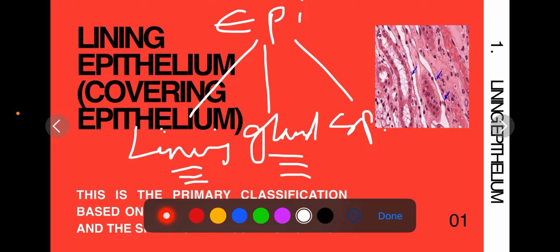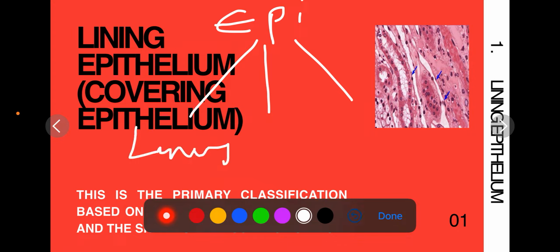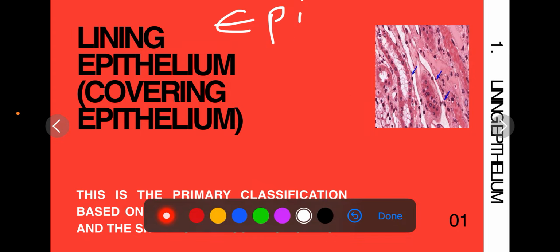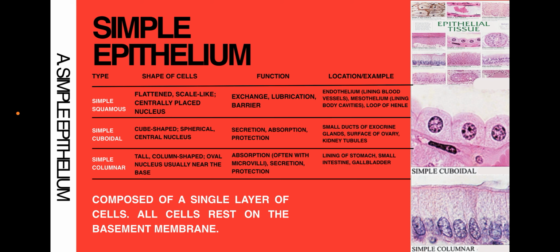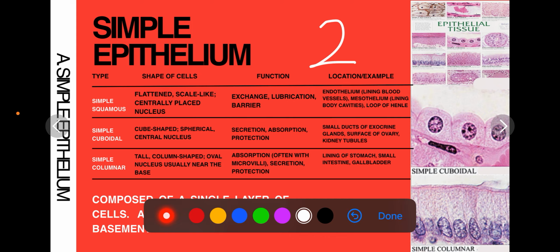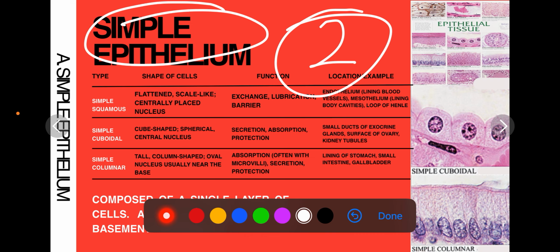So let us move back to our lesson here and dive into the lining epithelium, and we will go to the subcategories now. The first subcategory of lining epithelium is the simple epithelium. And just to make life easy for you, there are only two types of lining epithelium. This is the first one, simple epithelium. Okay, so let's move on now.